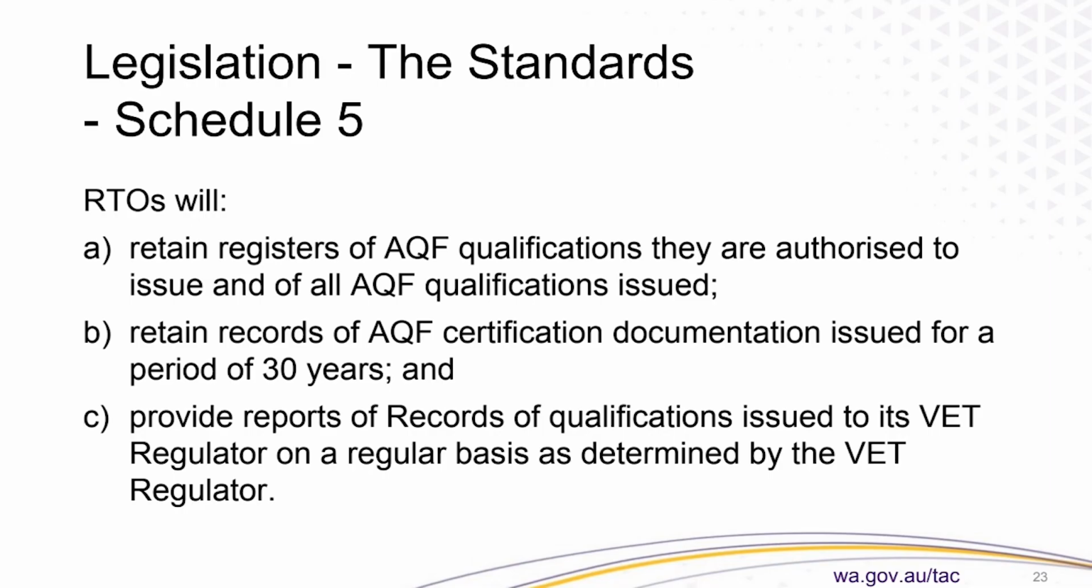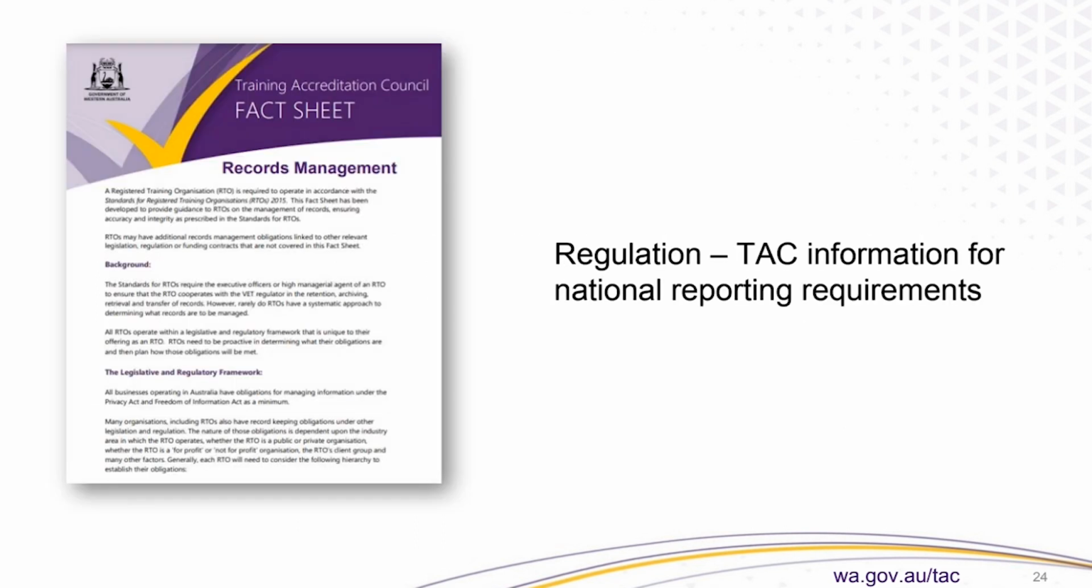So here's just a few examples of each of those things to show you what they might look like. So this is in Schedule 5 of the Standards for RTOs, and this is about the registers that you keep as an RTO. And we have specific requirements in our legislation which tells us what we have to keep and how long we have to keep it for. And we're all familiar with those. Then you might have information that is put out by your regulator. Here's an example of our fact sheet where we talk about what our requirements are for records management.